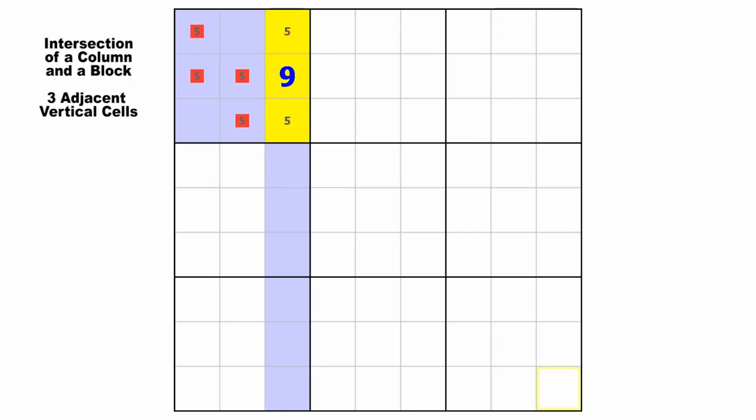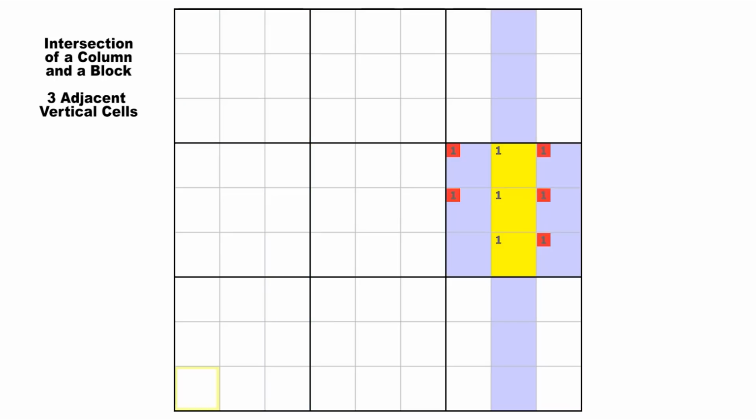So if we have a few other candidate 5s in block 1 and no other 5s in column 3 outside the block, then we know that all of those red-colored 5s in the block are false, because one of the 5s in the yellow intersection cells must be true in the column. And the corollary to this is that if there are a few other candidate 5s in column 3, but there are no other candidate 5s in block 1, then it's the same thing in reverse. We will know that all of those red-colored 5s in the column are false because one of the 5s in the yellow intersection cells must be true in the block.